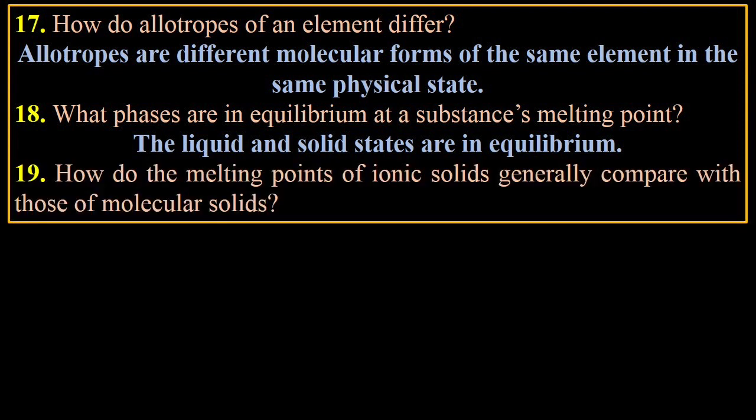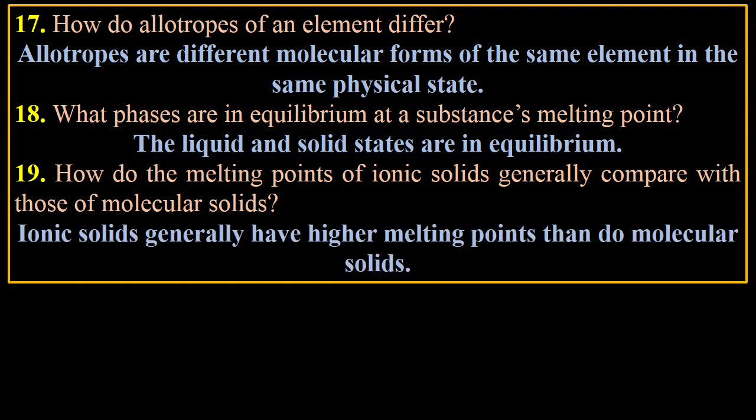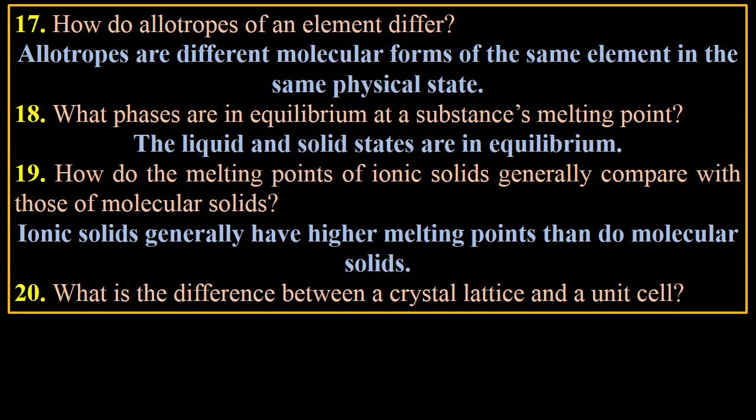Number 19, how do the melting points of ionic solids generally compare with those of molecular solids? Ionic solids generally have high melting points and high boiling points, unless they decompose, unlike molecular solids. What is the difference between a crystal lattice and a unit cell?